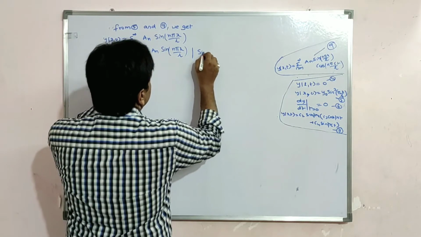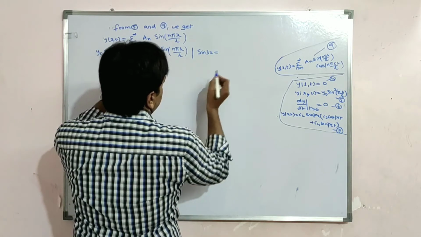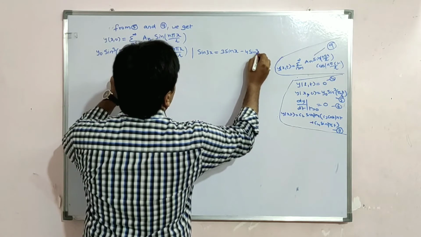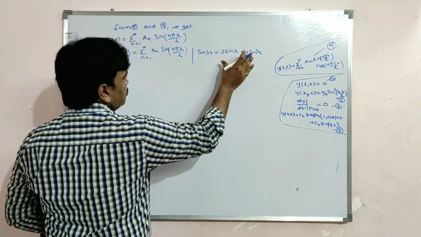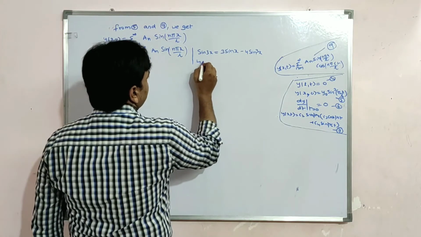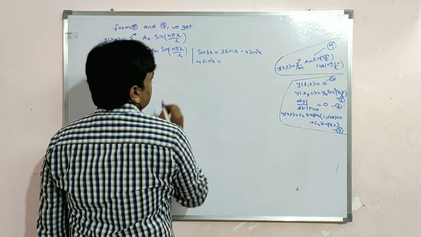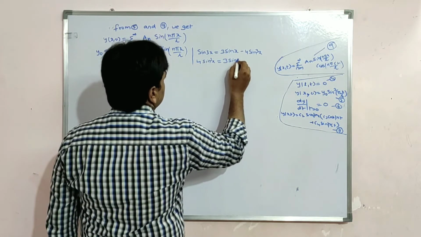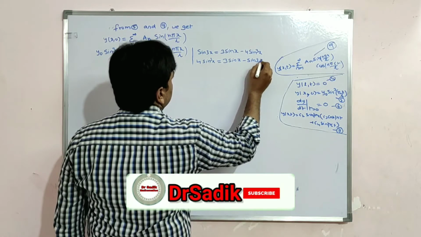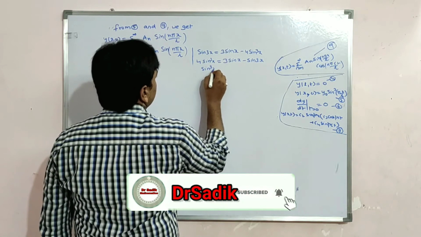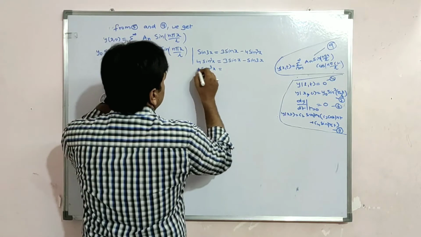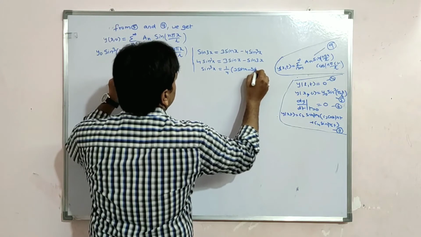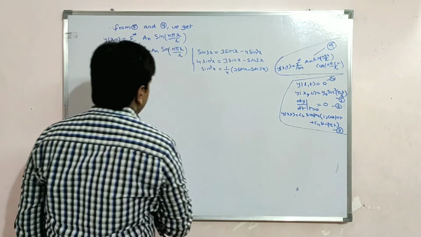So we know the sin 3x formula students. What is the sin 3x formula? sin 3x equals 3 sin x minus 4 sin cube x. Now rearrange the terms, because I want to write 4 sin cube x. You transpose this and transpose the right hand side, we get 3 sin x minus sin 3x. Now I want to find the sin cube x value students, because I have sin cube x. So sin cube x is equal to 1 by 4 into (3 sin x minus sin 3x).